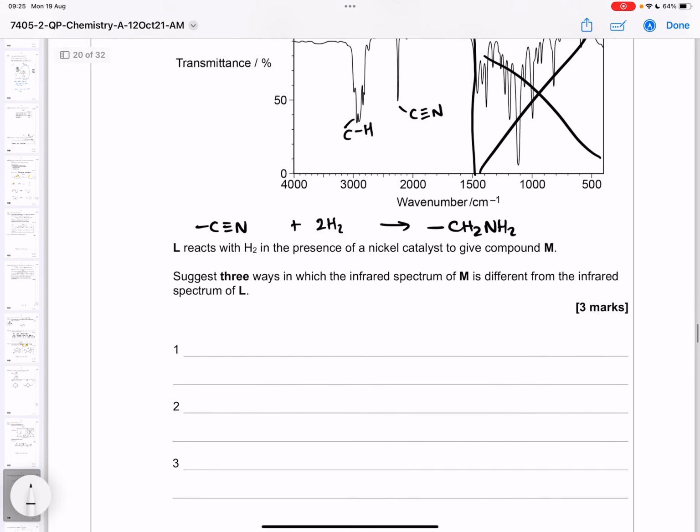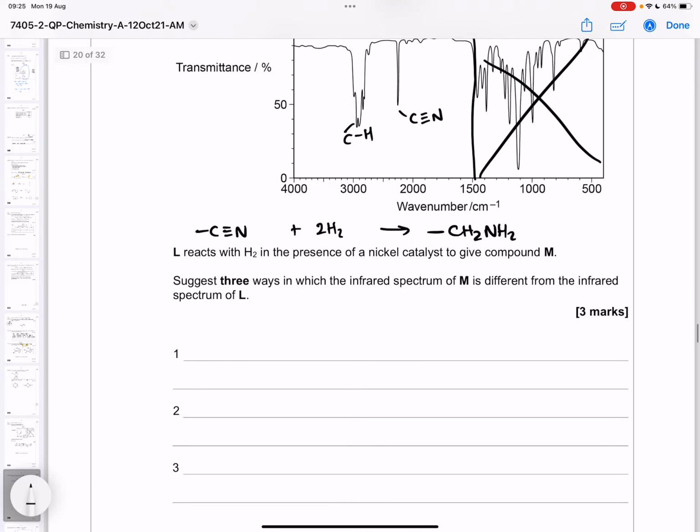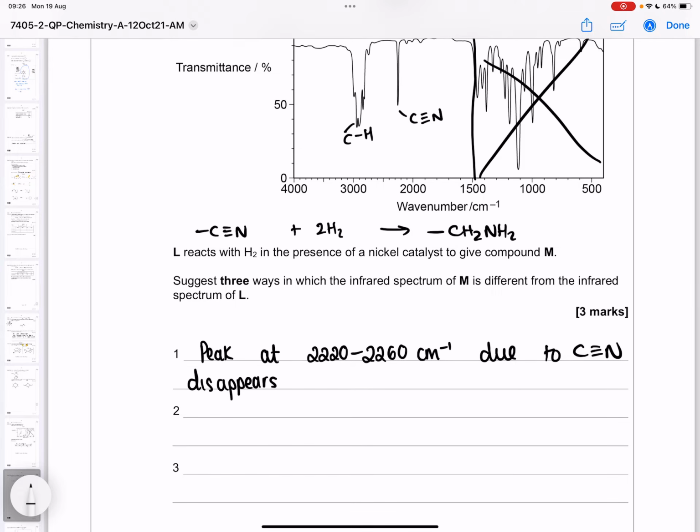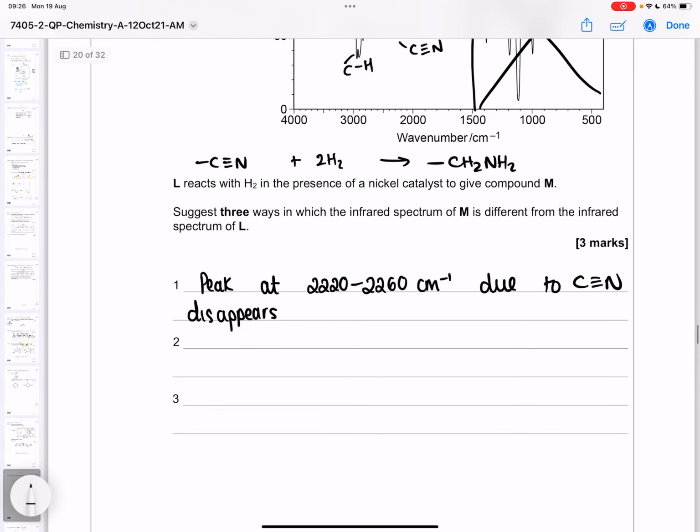Suggest 3 ways in which the infrared spectrum of M is different. So we'd use our table A on the data sheet. So the peak, and you use the data sheet numbers, at 2220 to 2260 centimetres to -1, due to the nitrile, C triple bond N, disappears because we're getting rid of the nitrile functional group. What do we get instead of that? Instead of that, we want to look up the amine peak, and so you go to the data sheet and it tells you 3300 to 3500 centimetres to -1 due to NH appears.